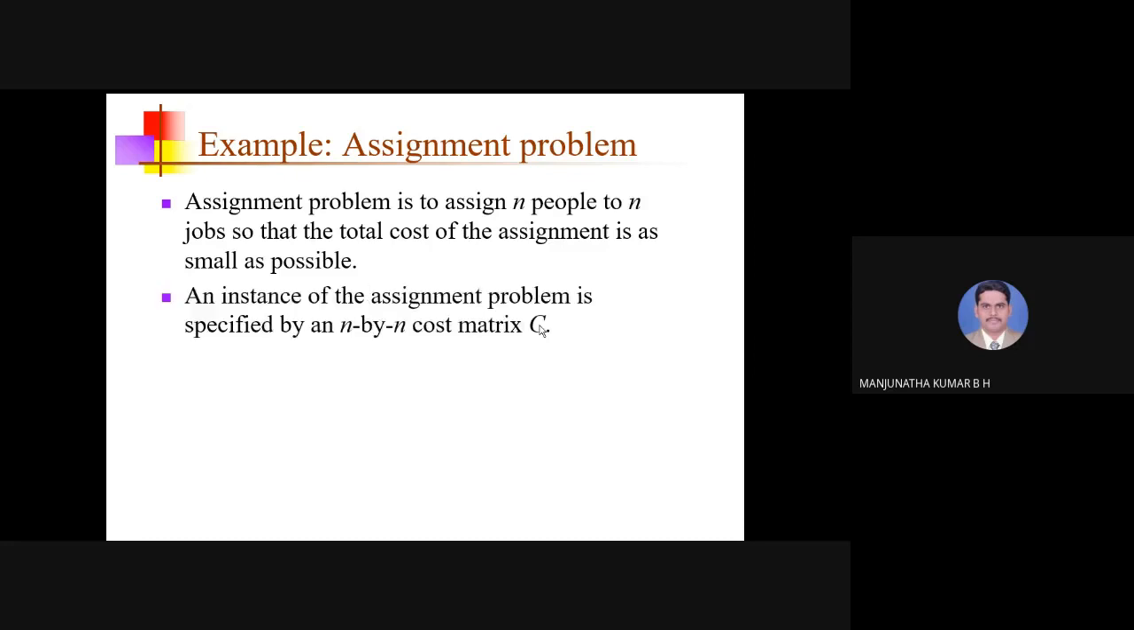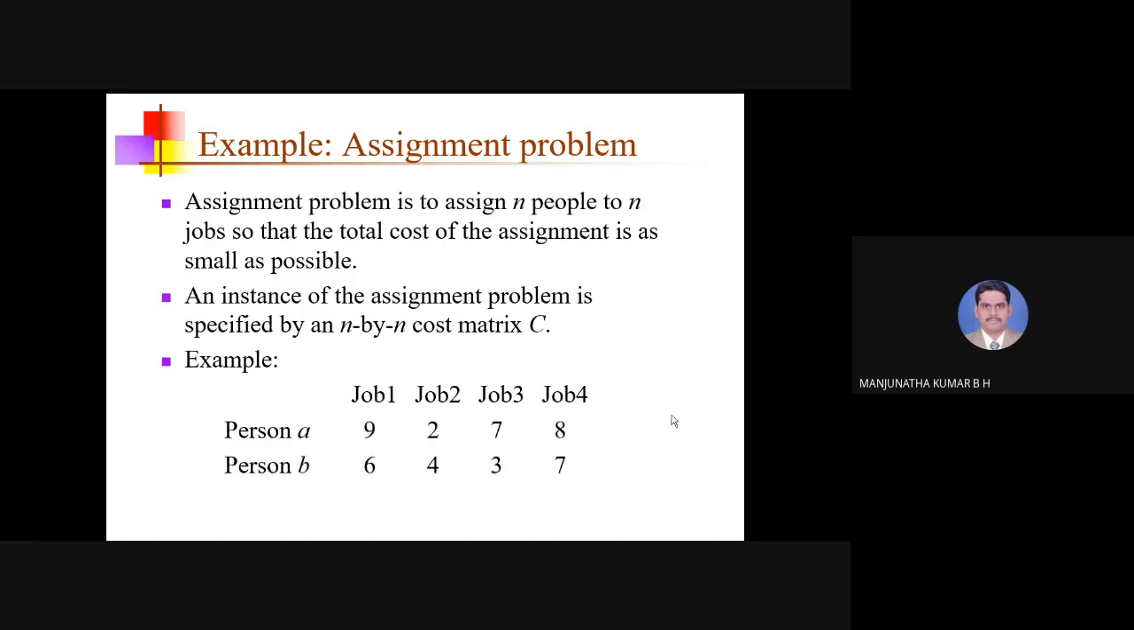We are expressing this problem in terms of a cost matrix. The cost matrix contains n rows and n columns. Let me take one example. You will get the same type of example in the exam also, where the problem is expressed in terms of a cost matrix. You can observe it here.